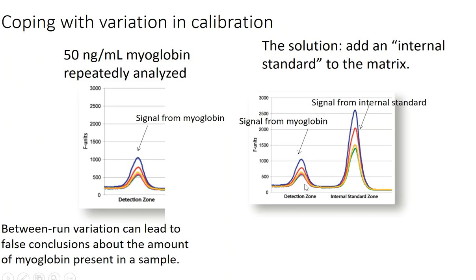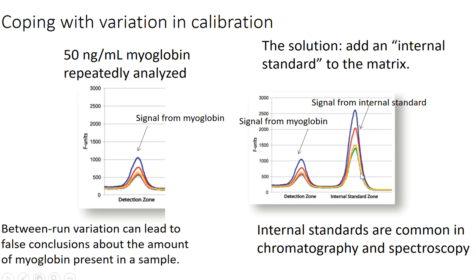And what we see is that when the myoglobin signal was low, like in the green curve, the internal standard signal was also low. And when it got to be higher, the blue curve, the internal standard signal was also higher. So this internal standard will help us measure variation that's due to the instrument or other environmental factors that's not due to real changes in the analyte that we're interested in. So that's the purpose of an internal standard.